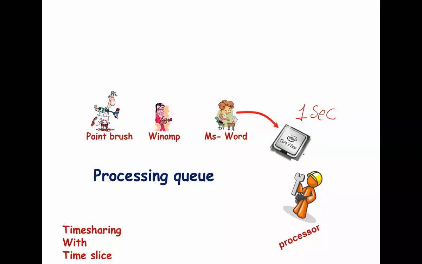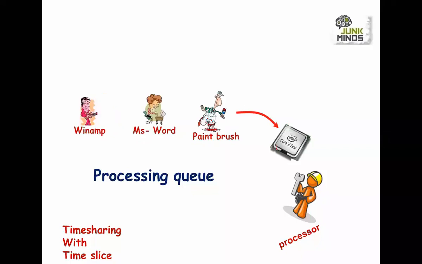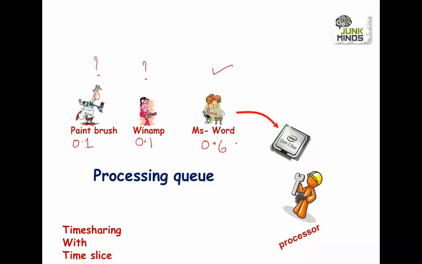If the time slice for this particular system is 1 second, what this means is any thread which gets the processor will get the processor only for 1 second. So MS Word gets the processor for 1 second, and will do whatever it can in that time. As soon as that 1 second is over, it will leave the processor and go back. Winamp comes in. Winamp also gets the processor for 1 second, does its work, leaves it, goes back. Paintbrush does its work for 1 second, then leaves the resources, goes back, and so on. So this will go on and on. No thread is ever going to get the processor for more than 1 second. See, you can come inside this queue any number of times.